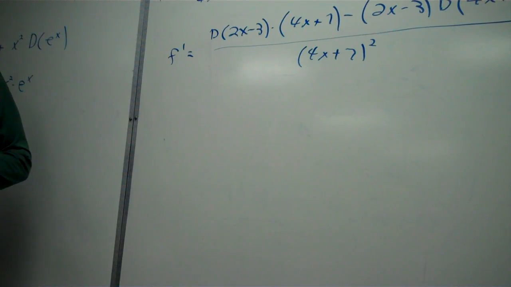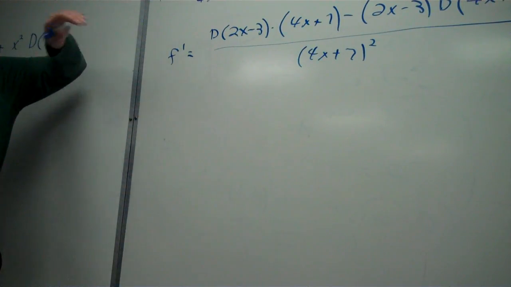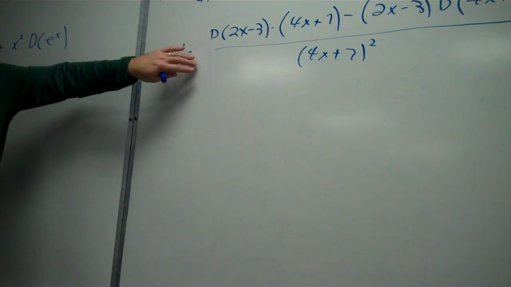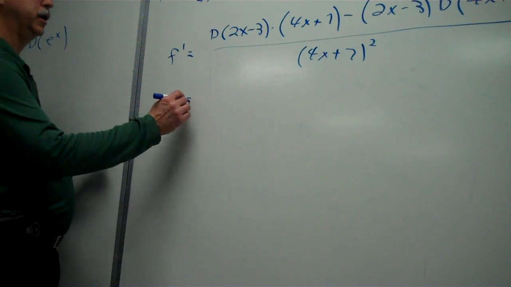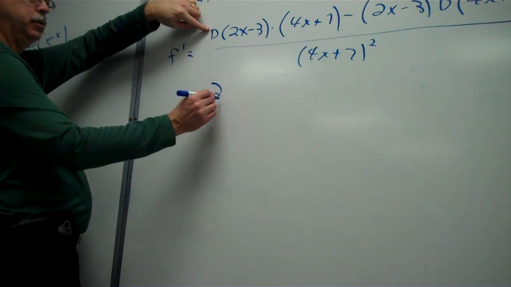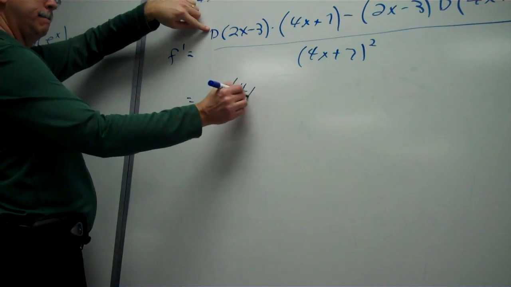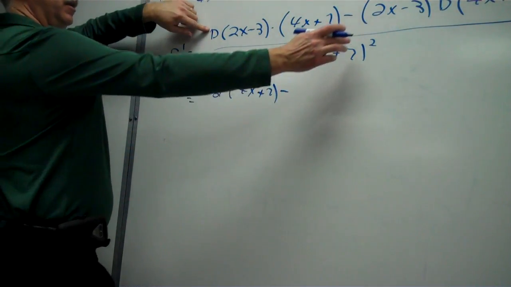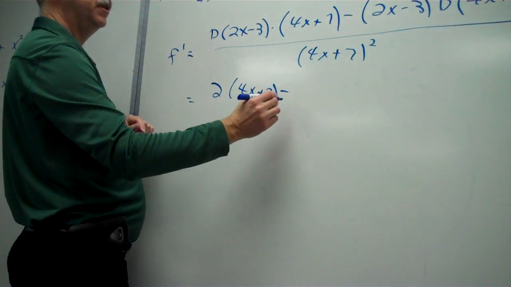Well, one thing it is definitely not, it is not A. It is not just the derivative of the numerator over the derivative of the denominator. We've already started with the quotient rule here. So the derivative of 2x minus 3 is 2. The derivative of 4x plus 7 is 4.